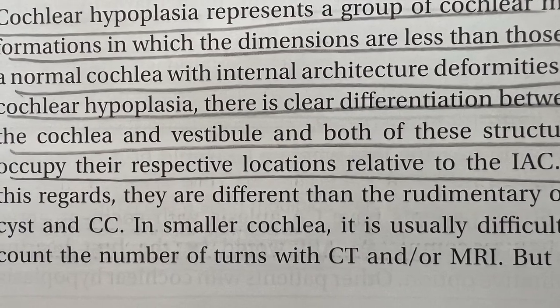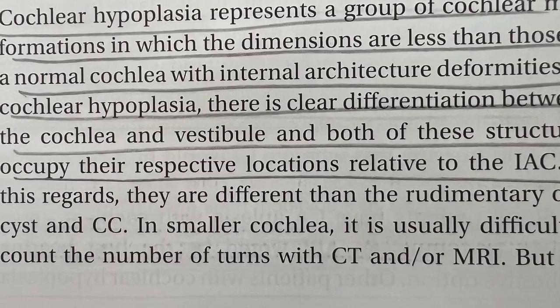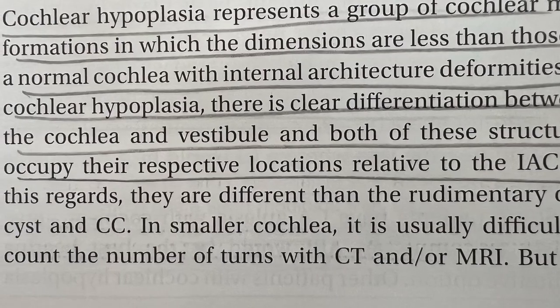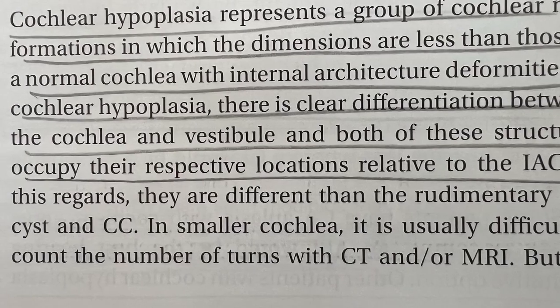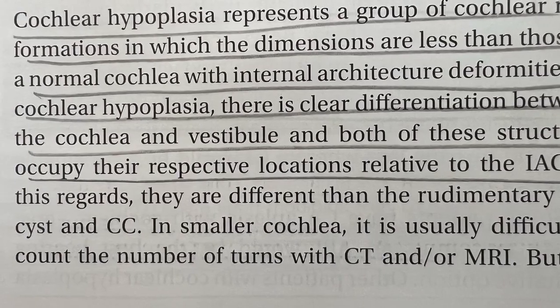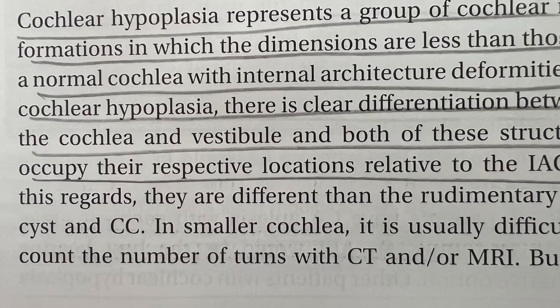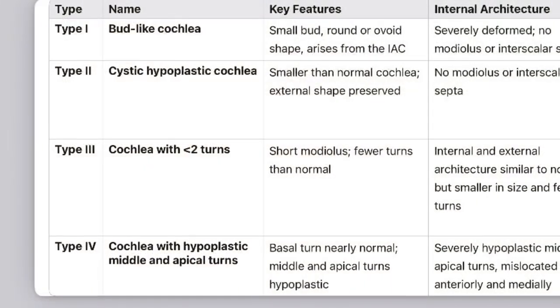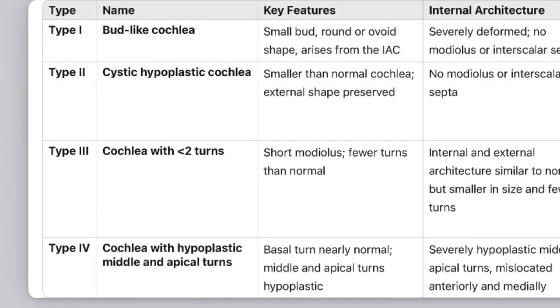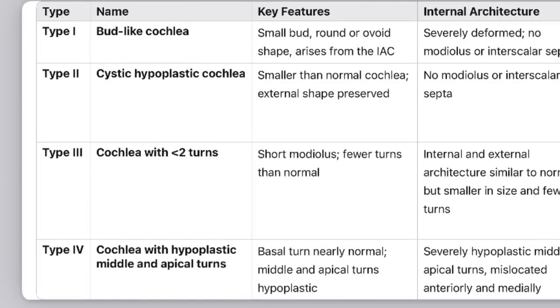In a smaller cochlea, it's usually difficult to count the number of turns with CT or MRI. But you can say that if a cochlea has less than 1.5 turns, it is called a hypoplastic cochlea. According to radiology and histopathology, there are four types of cochlear hypoplasia.